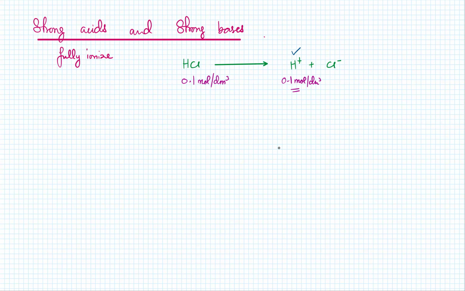So pH is pretty easy. pH is, what did I tell you? It's minus log of the concentration of H plus, and that's going to give you what? It's minus log of 0.1, and that's going to give me 1. So the pH is 1. Is that clear?